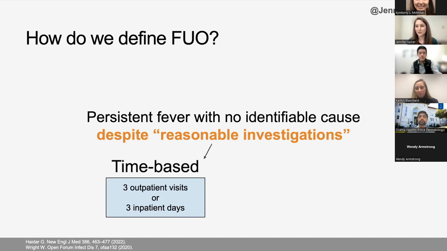So it used to be 3 weeks of an inpatient stay was required to meet this definition. But now with the diagnostics we have, with people being able to get CT scans early, with blood cultures easily diagnosing a lot of pathogens, this time-based criteria has changed. And so I don't rigidly stick with this time-based criteria, but I think it's helpful to just think about 3 inpatient days, because that's the amount of time that you need for most blood cultures to incubate typical pathogens.